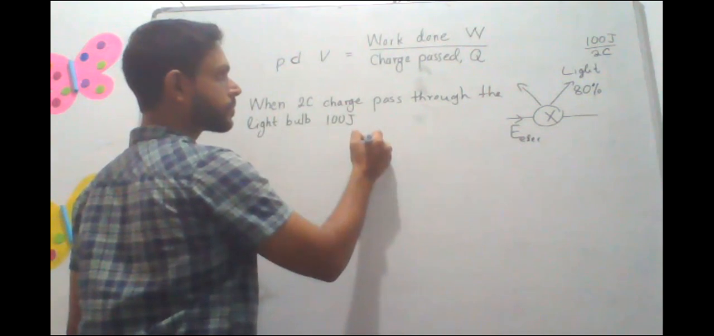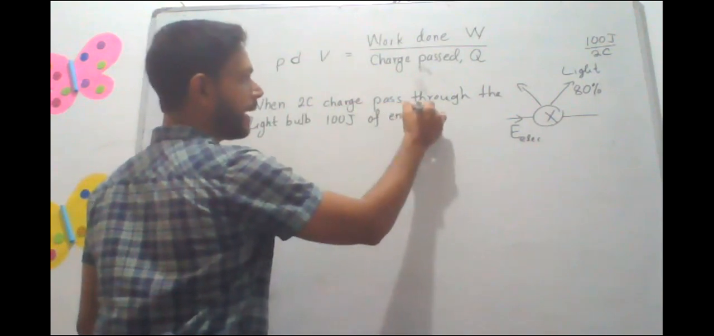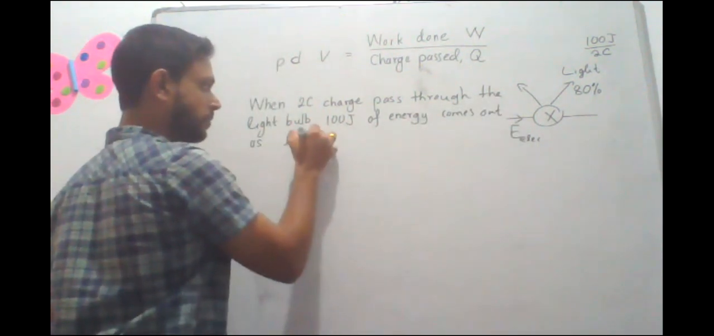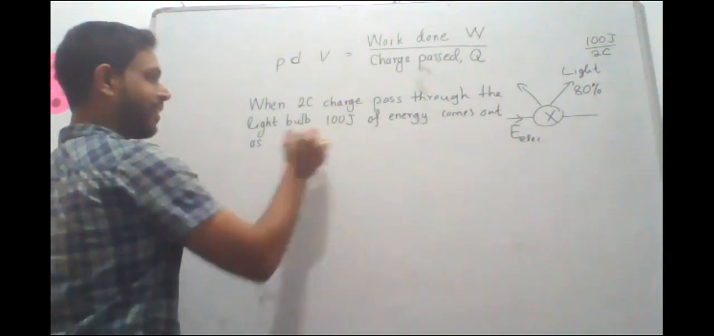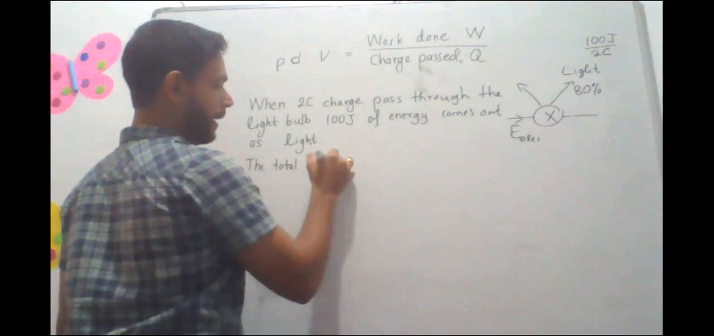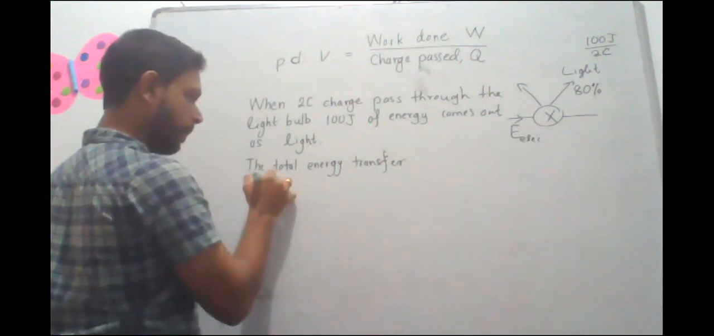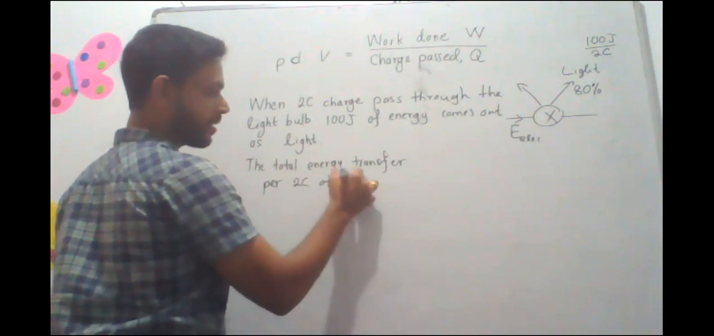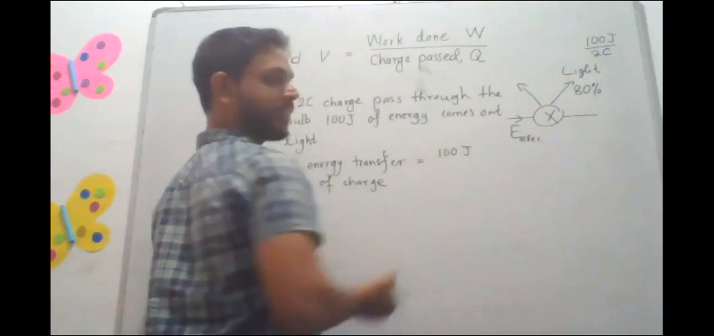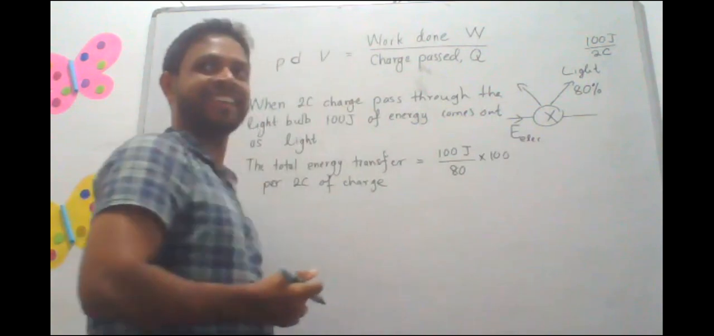joule of energy comes out as light, then the total energy transfer per 2 coulomb of charge, you can take as 100 joules divided by 80 and multiplied by 100. Can't you take it like that?